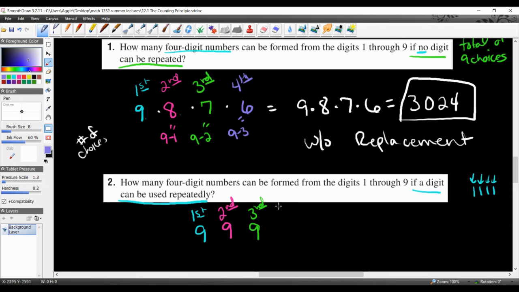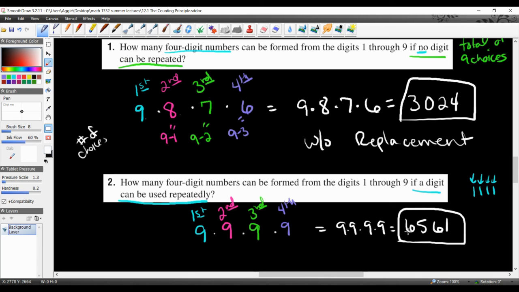And finally, for the fourth one, we have the 9 choices. So if we multiply these, 9 times 9 times 9 times 9, that's going to be 81 times 81. I'm just going to do it here. 9 times 9 times 9 times 9. That would be 6,561 possible outcomes.